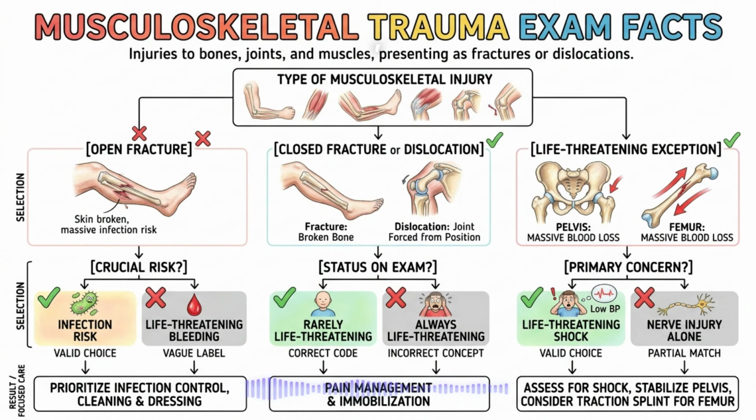A dislocation occurs when a joint is forced out of its normal anatomical position, often locking the limb in a strange, painful angle. While these injuries are incredibly painful and visually shocking, the exam will remind you that they are rarely life-threatening unless they involve massive blood loss from the pelvis or femur.